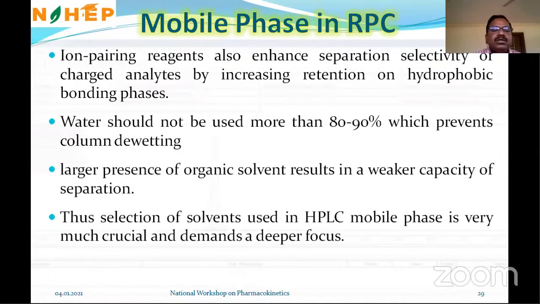the column. So a larger presence of organic solvent results in a weaker capacity of separation. So there should be a limitation to the organic solvents or non-polar solvents also. If the non-polar solvents are more, the capacity of separation is lesser. The selection of solvents used in the HPLC mobile phase is very much crucial and demands a deeper focus.